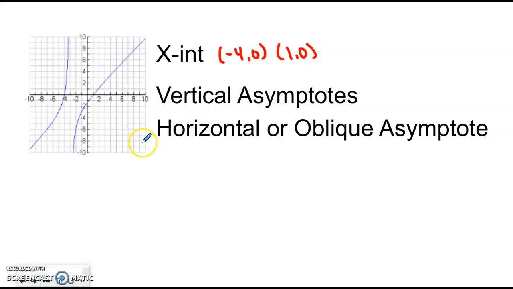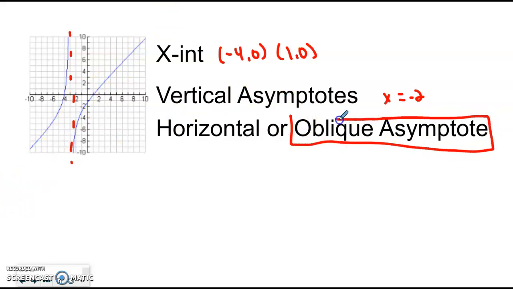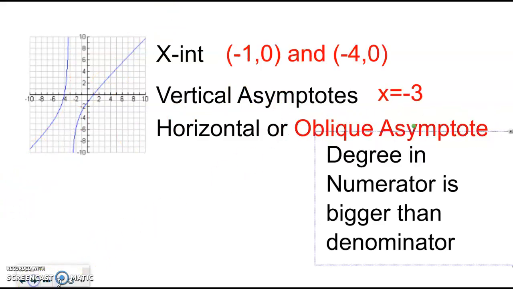Does this have a vertical asymptote? Yes, it does look like that. And if I were to look at it, it looks like it's going to be at x equals negative 3. Does this have a horizontal or an oblique asymptote? Well, because it's angled, I know that it has an oblique asymptote. So right now, I know this information. The x-intercepts are 1, 0 and negative 4, 0, and it has a vertical asymptote at x equals negative 3.